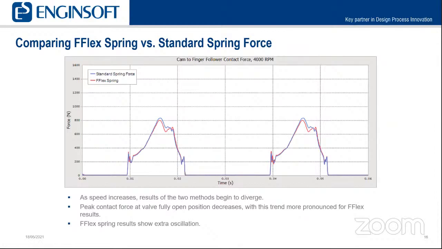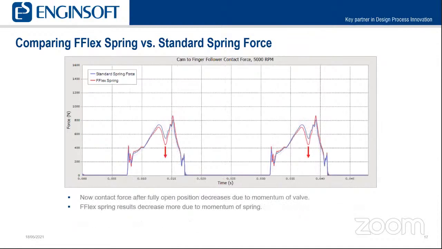Now as we progress to an even faster rotational speed, this is 5000 RPM. We can see that the contact force after the valve fully open position is now starting to decrease due to the momentum of the valve still traveling downwards. That's what's indicated here. This effect is more pronounced with the FFlex spring case because we're now including the mass of the spring. So we have both the momentum of the valve and the spring causing this contact force to decrease even more.